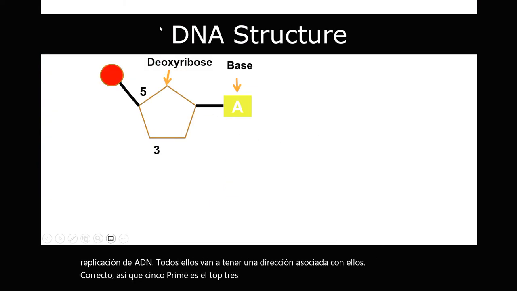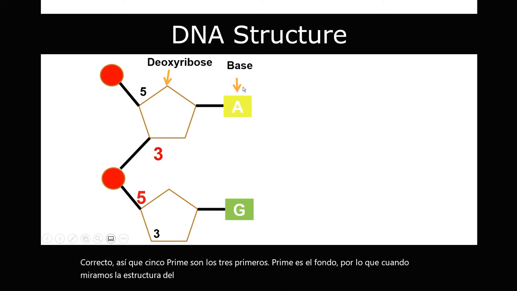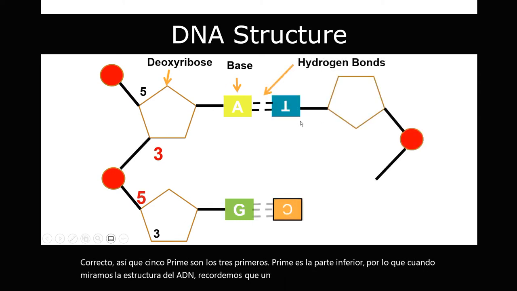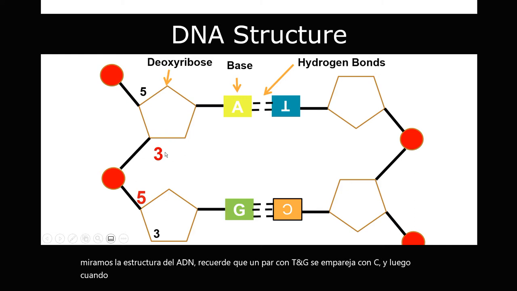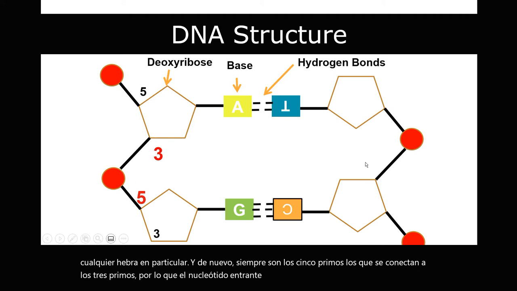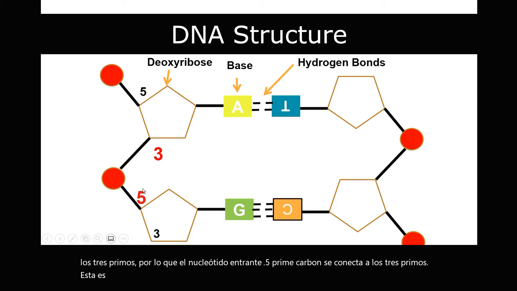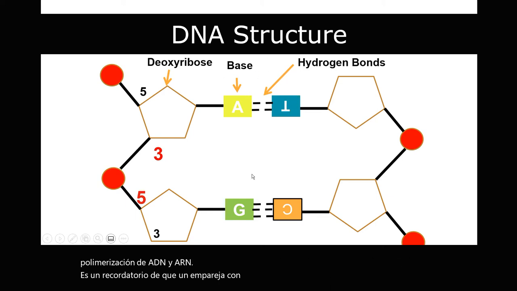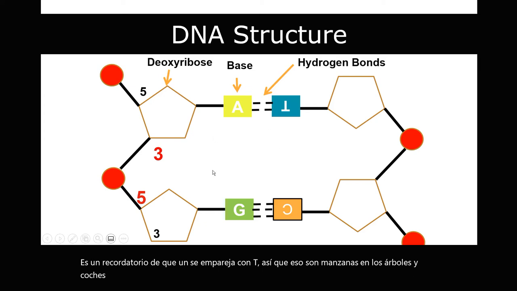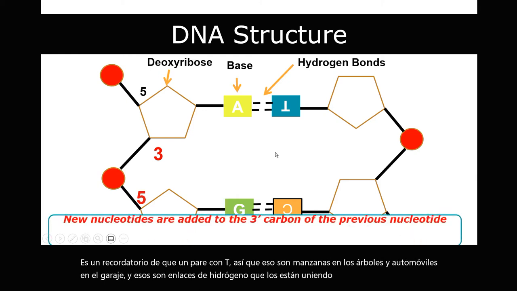And so when we look at DNA structure, remember that A pairs with T and G pairs with C, and that when we're adding nucleotides, we can only add them to the 3' end of any particular strand. And again, it's always the 5' that's connecting to the 3'. So the incoming nucleotide, that 5' carbon, is connecting to the 3'. This is the only way that nucleotides can be added during any kind of polymerization of either DNA or RNA. And just a reminder that A pairs with T, so that's apples in the trees and cars in the garage, and those are hydrogen bonds that are linking those together. So that's the review of the DNA structure, right?